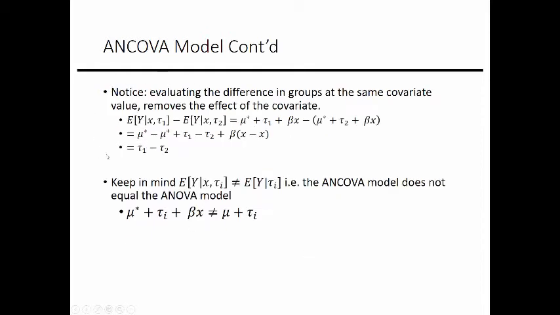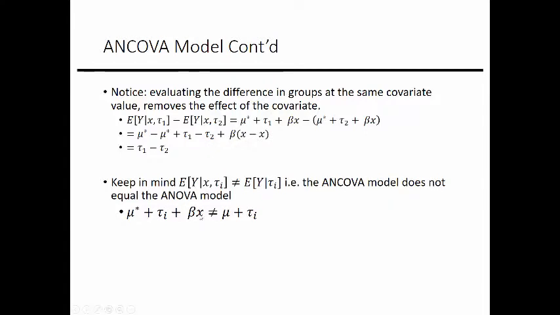But typically what we're really after is what is tau 1 minus tau 2. And I notice, even in the ANCOVA model, if I evaluate both groups at the exact same covariate value, I end up with mu star plus tau 1 plus beta x minus mu star plus tau 2 plus beta x. When I distribute the negative sign across, I end up with mu star minus mu star, so those just cancel. I end up with beta times x minus x, but we're evaluating it at exactly the same covariate value, so that goes to 0. And all I'm left with is tau 1 minus tau 2. So I can still get at structurally what I'm after when I do a simple ANOVA, but this one is allowing me to do it with more precision and therefore find a smaller and smaller difference as being significant.